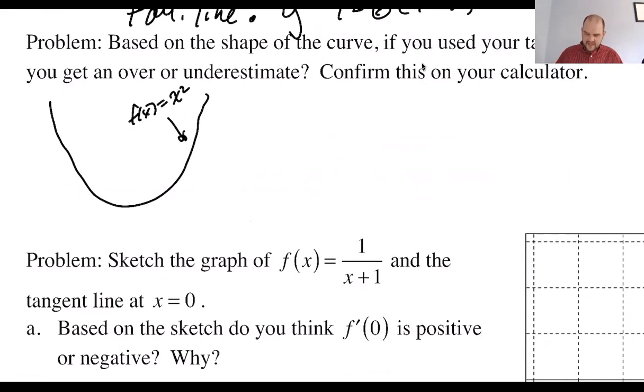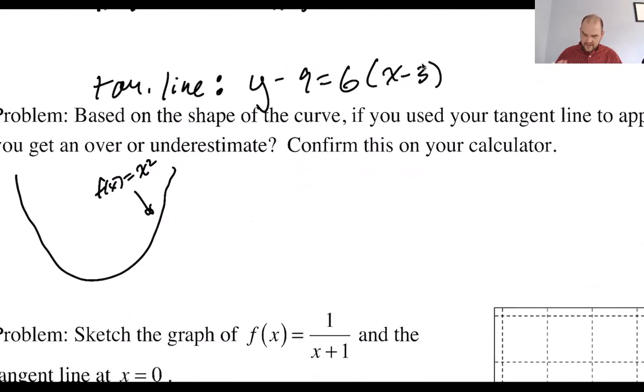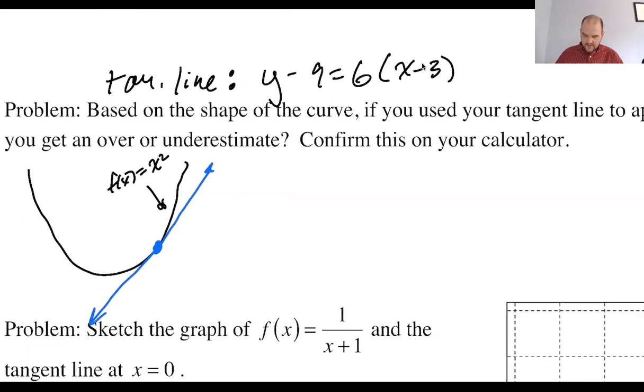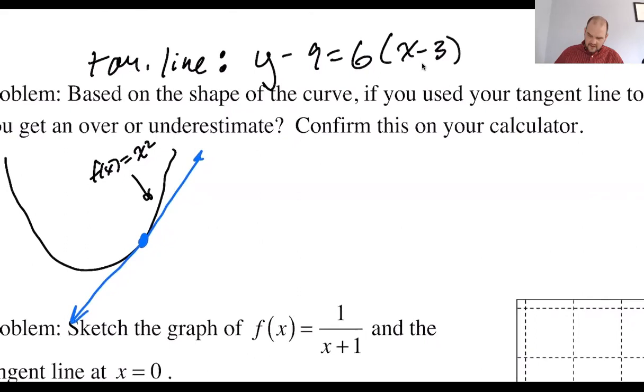And then we're going to put a tangent line at x equals 3. So I'll use a different color. So let's say this is 3. And then our tangent line, look at that. So you can see the tangent line is below the curve. So we're going to get an underestimate. So I'm going to say that, since the tangent line is below the curve.